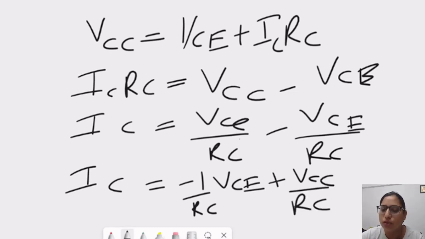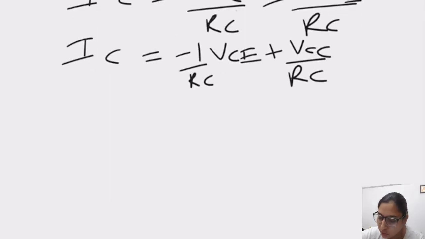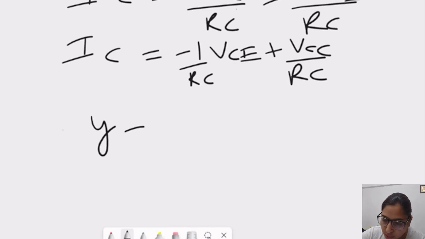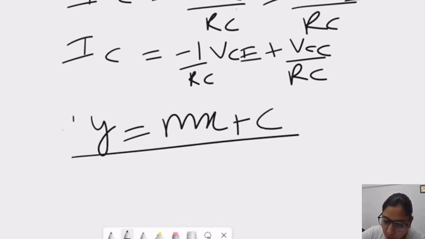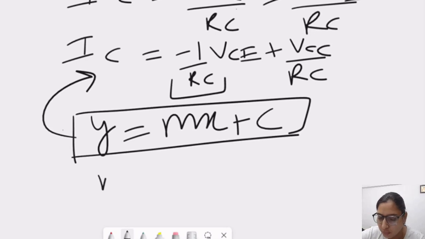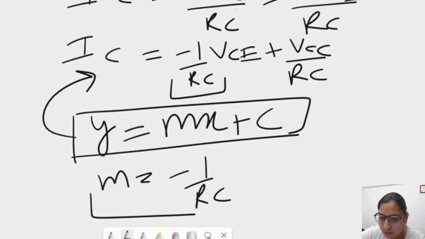Why are we doing so? Because we have to make the equation of a straight line here. The DC load line is nothing but a straight line. So what is the equation of a straight line? y equals mx plus c. This is the equation of a straight line. In this format, we are making our equation of IC like that. So this is our M. What is the slope? M is minus 1 upon RC. So this is the equation of a straight line.